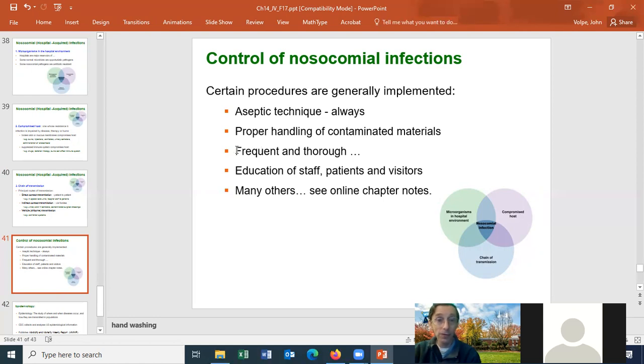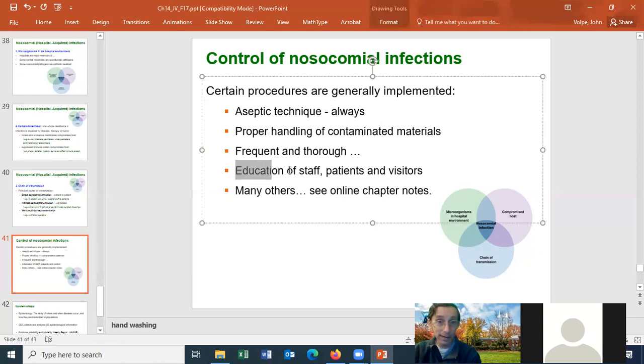Something that's been shown to reduce nosocomial infections by 50% is simply frequent and thorough hand washing. If you educate the staff, the patients, and the visitors, we can reduce nosocomial infections. And hospitals have gotten very good at this. There will be a sign, usually at the front door, saying, please sanitize your hands before you go and visit a patient.